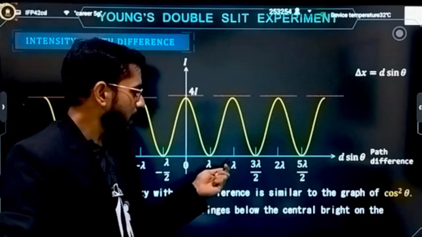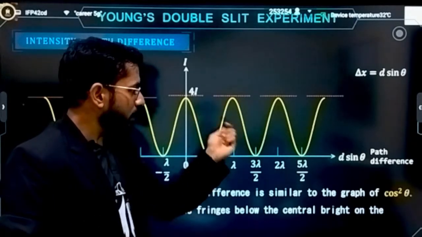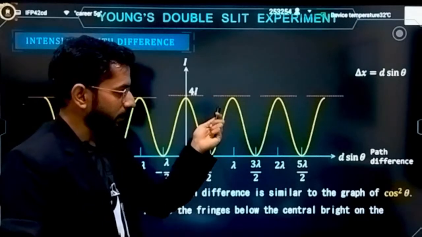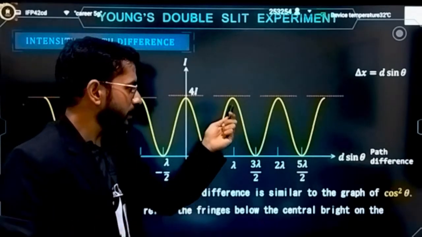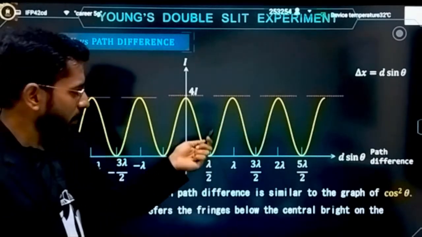Constructive interference. That means bright spot. Bright spot means what can I say? Again, intensity will be maximum. This is the plot of cos square phi by 2. Cos square theta will be coming above the negative axis. This is a little bit of math that you can ask your master also.